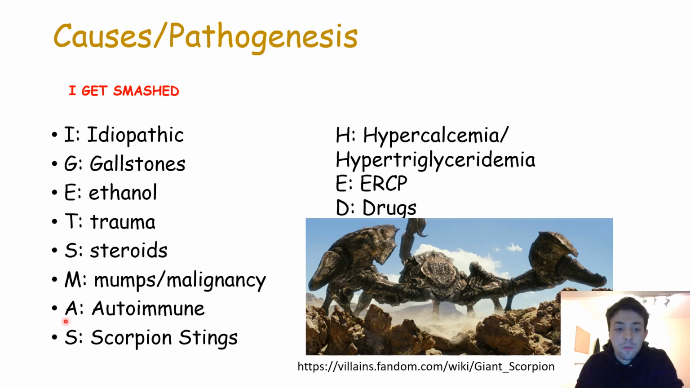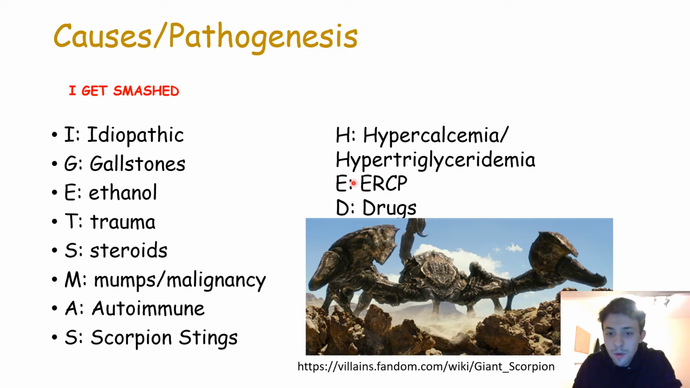There can be certain autoimmune conditions or autoimmune destruction of the pancreas itself. Scorpion stings, which are definitely the most interesting out of these potential causes. That's why I put an image of a gigantic scorpion from the movie Clash of Titans, I think it was, just so you don't forget scorpion stings can cause acute pancreatitis. Hypercalcemia or hypertriglyceridemia can cause acute pancreatitis.